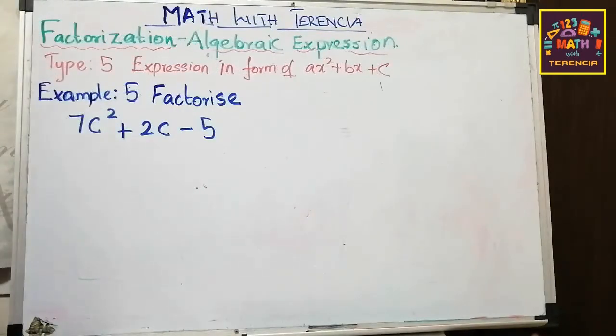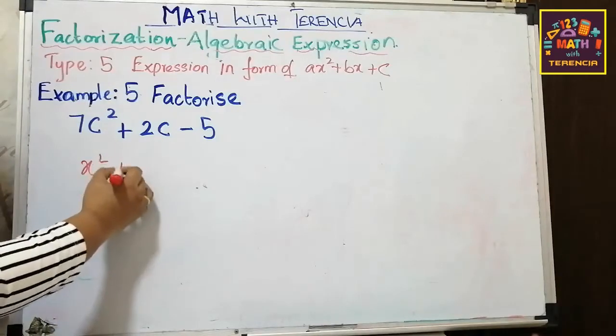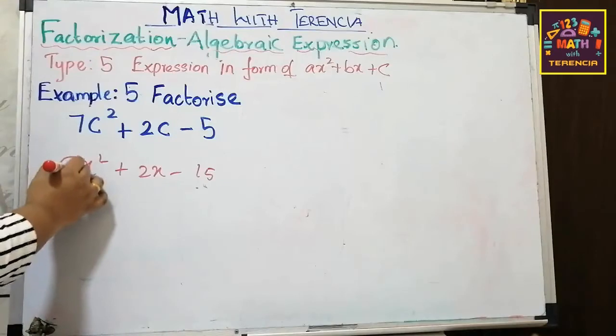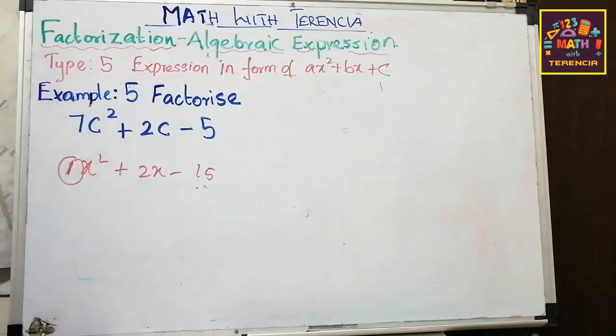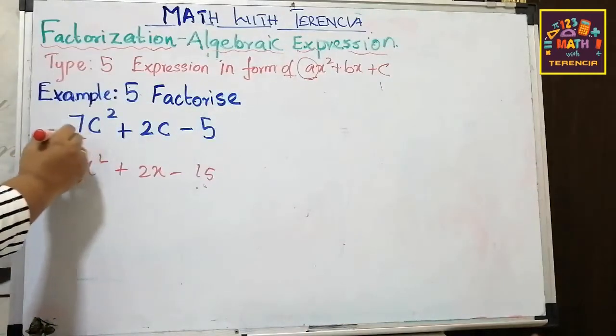Okay, now we'll see example 5. This is something different. Till now we saw 4 examples such as x squared plus 2x minus 15. You can see the coefficient of x squared is 1. That is, the a value here is 1. But now we don't have 1.